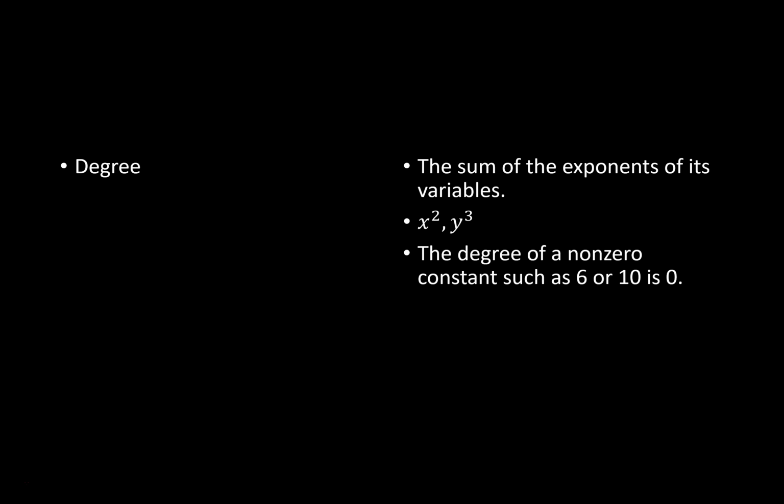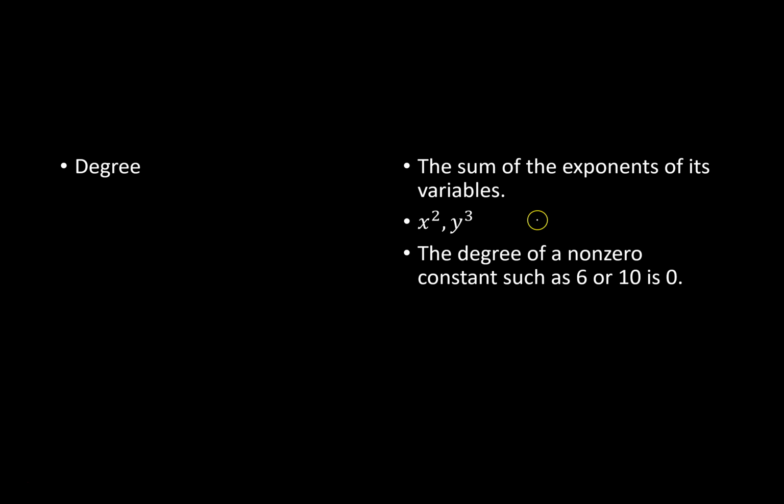Now the degree would be the sum of its exponents, the sum of the exponents of its variables. So however many variables it has, and to whatever degree exponent they have, you add all those together. So we could have x squared by itself would be 2, y to the third would be 3. The degree of a non-zero constant, such as 6 or 10, is also 0.